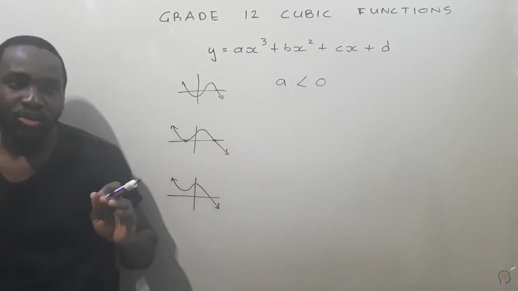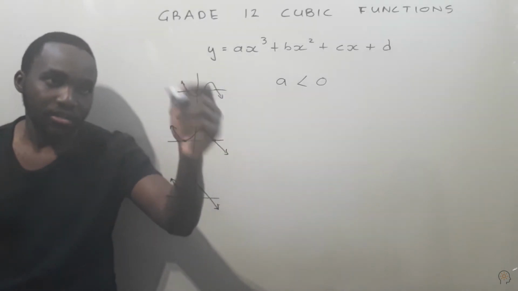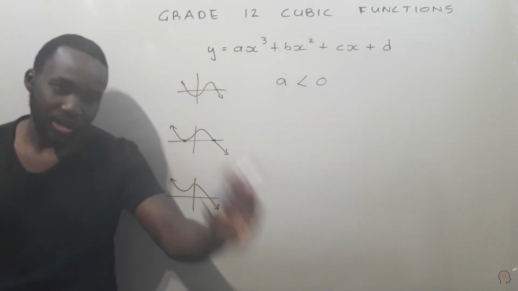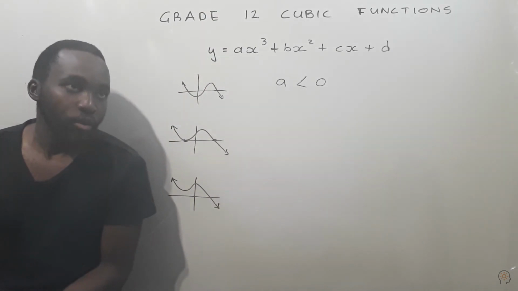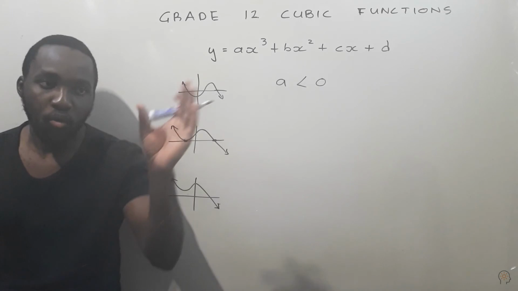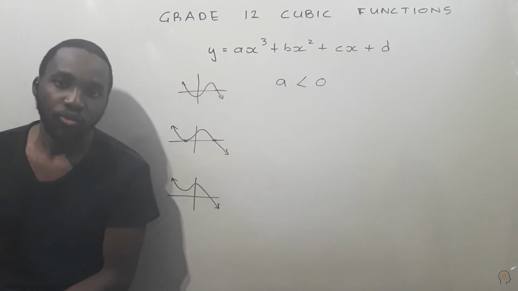So things like that, we know that for a cubic graph, we just want to keep in mind how if a is a negative, it will eventually just be going down. If a is a positive, it will eventually just be going up. So before we dive too deep into this, this is one very important idea with cubic functions.